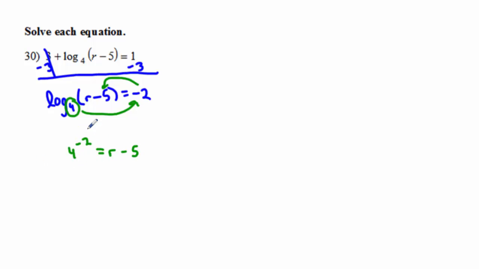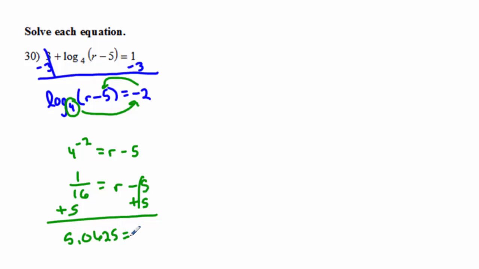Which at this point you would probably get out your calculator. 4 to the negative 2 is 1 over 16, which is something as a decimal that I'll get here in a second. Then I add 5 to both sides. And so in my calculator, 4 to the negative 2 gives me, like I said, 1 over 16, which is 0.0625, and then I add 5 to that, and I get 5.0625. Since it's a decimal that ends, we might as well just put all of those numbers. R equals 5.0625. And there you have it.